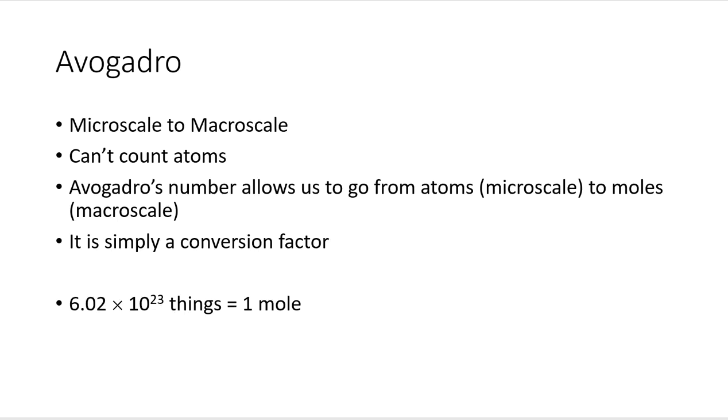Okay, so now we're going to continue where we left off before, when we were starting to talk about stoichiometry. And the first thing that we talked about was Avogadro. Avogadro's number allows us to go from atoms, which are microscopic and teeny tiny, to moles, which are macroscopic, something that we can actually see.